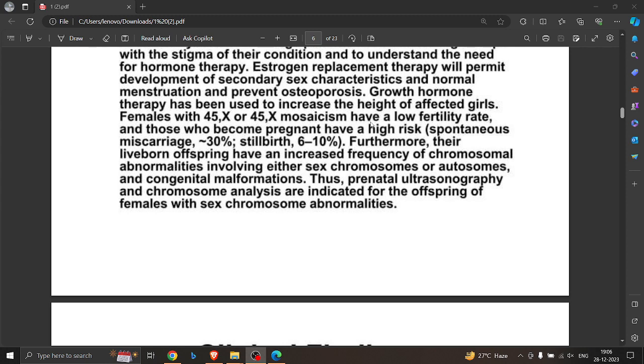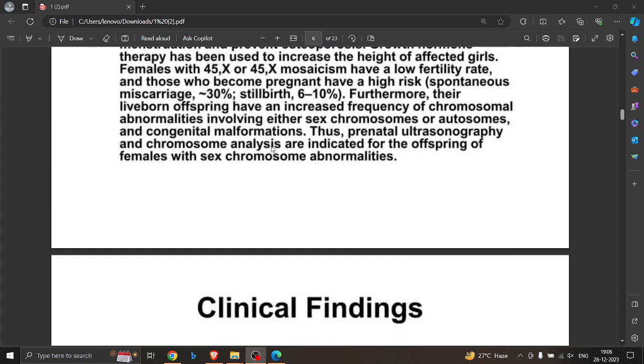Furthermore, abnormalities involving either sex chromosomes or autosomes and congenital malformations can occur, so ultrasonography and chromosome analysis are indicated for the offspring of females with sex chromosome abnormalities.